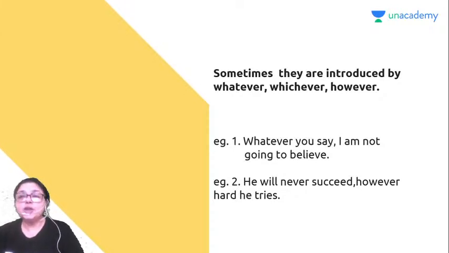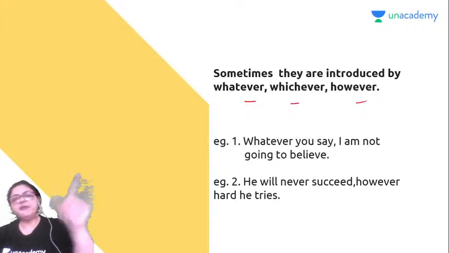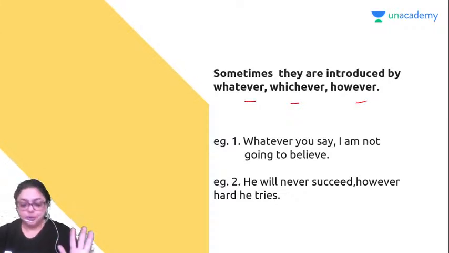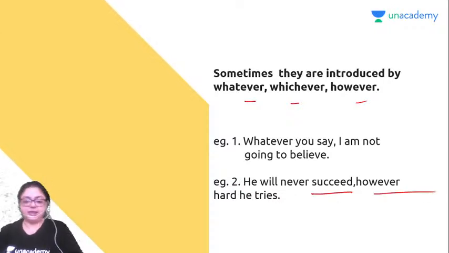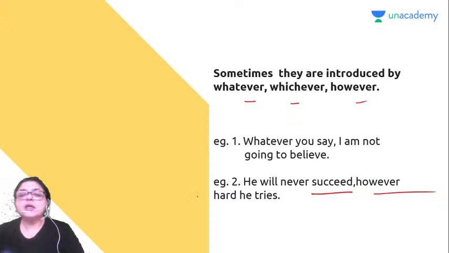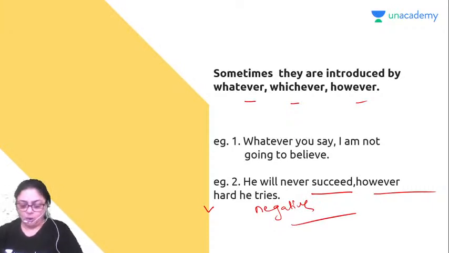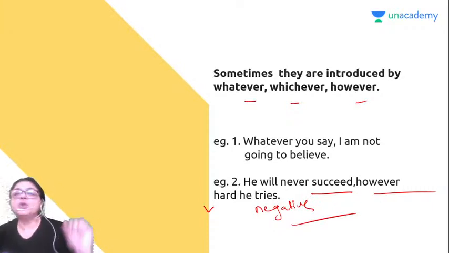Sometimes they are introduced by whatever, whichever, however. Now, whatever you say, I am not going to believe. Yes, I am not going to believe. He will never succeed however hard he tries. Now, this is a very negative sentence. No, everyone is going to succeed.